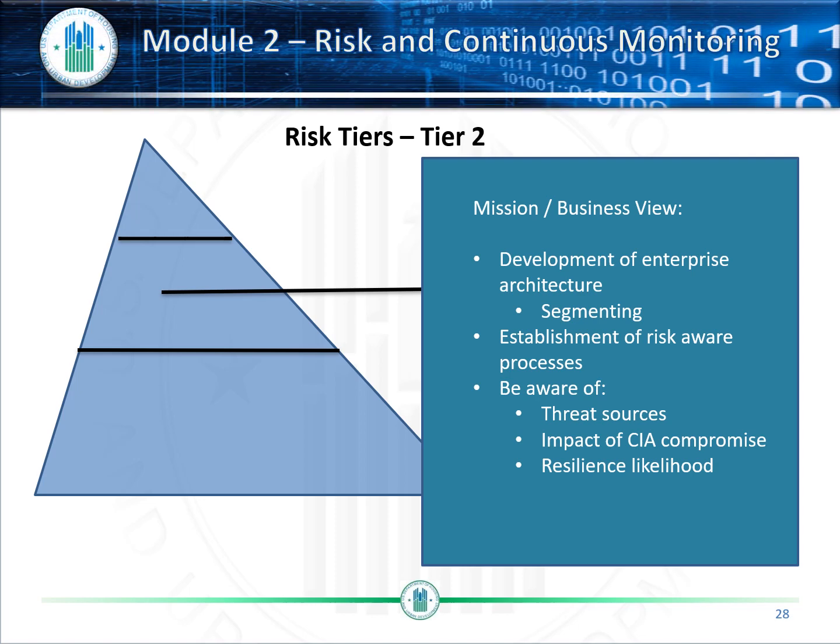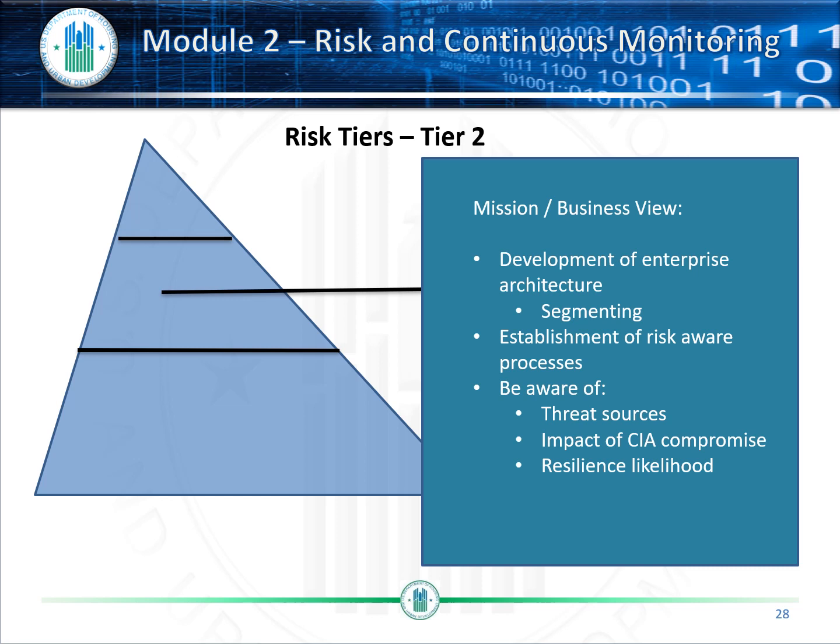Tier 2 addresses risk from a mission and business process perspective by designing, developing, and implementing mission and business processes that support the missions and business functions defined at Tier 1. Organizational mission and business processes guide and inform the development of an enterprise architecture that provides a disciplined and structured methodology for managing the complexity of the organization's information technology infrastructure.